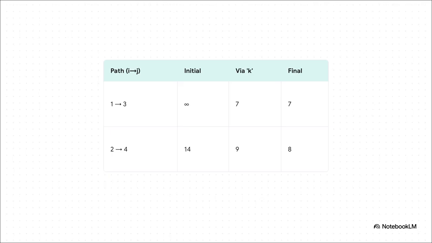The way it works is just elegant. For every possible pair of nodes, let's call them I and J, it then considers every single other node, we'll call that one K, as a potential middleman. And it just asks, over and over, is the path from I to J shorter if we stop at K along the way? It checks this for every possible combination of I, J, and K, and slowly, piece by piece, it builds a perfect map where every single path is the absolute shortest it can be.